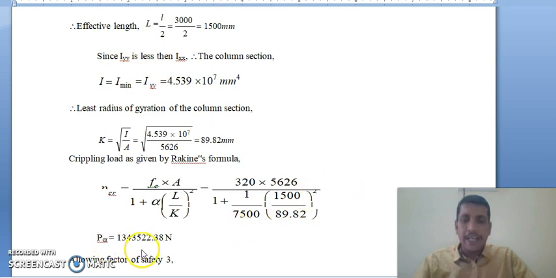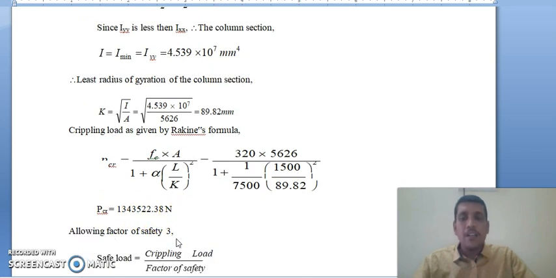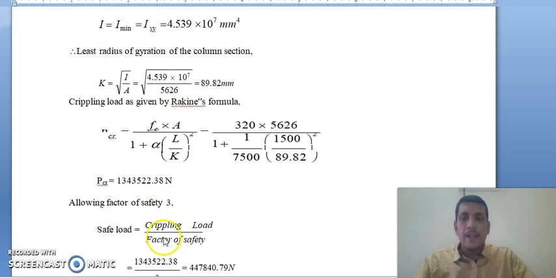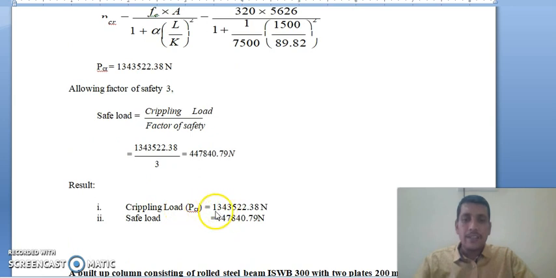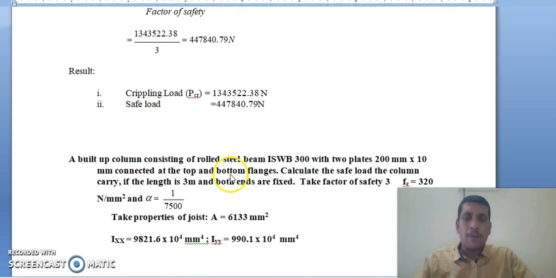So the P critical is equal to 1343522.38 Newton. The factor of safety is given as 3. So the safe load is equal to crippling load divided by factor of safety. We'll be getting the value of 447840.79 Newton. So the crippling load is 1343522.38 Newton. Safe load is 447840.79 Newton. Okay. Now we'll move to the next problem.